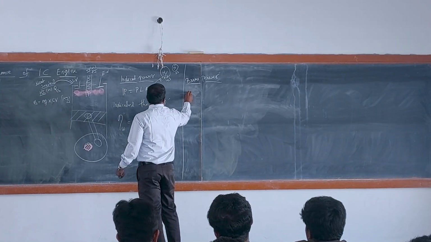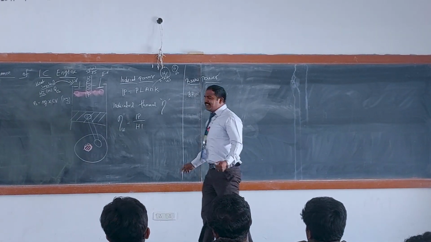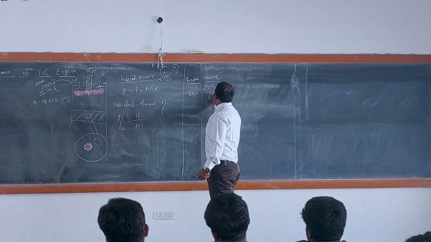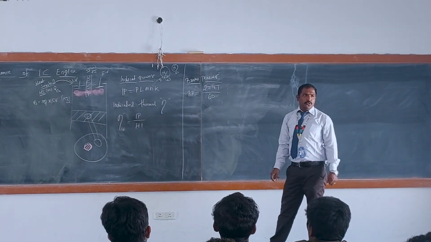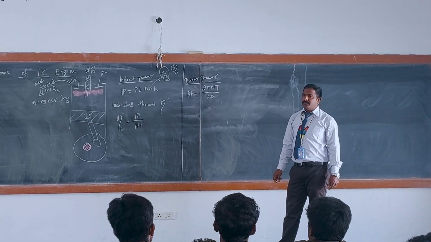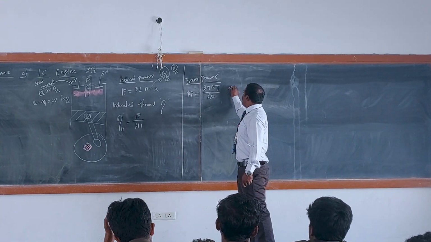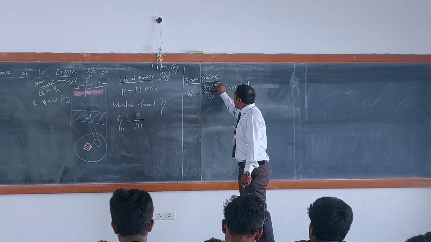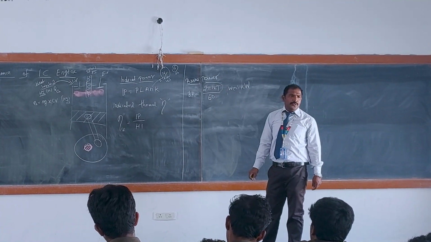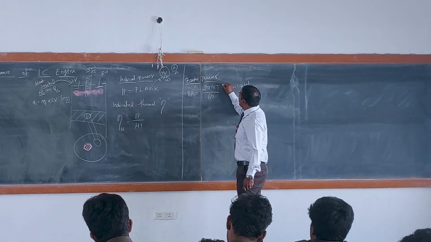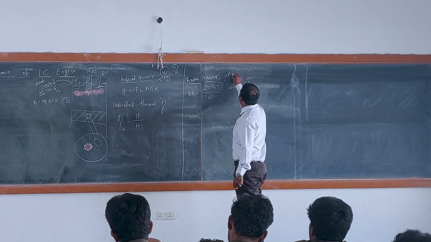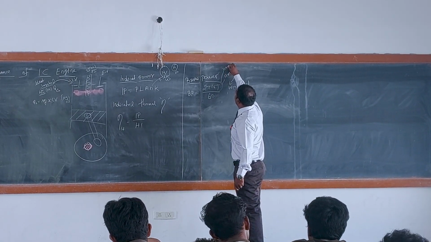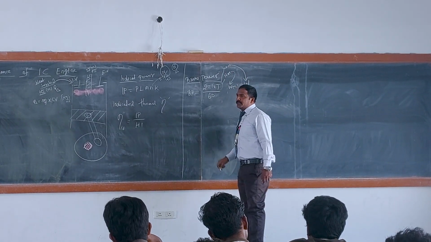Brake power. We can easily find it out: 2 pi N T divided by 60. So it will be in watts or kilowatts based on the unit of torque. If torque is in Newton meter, you will get watts.